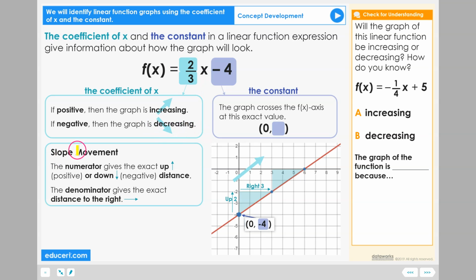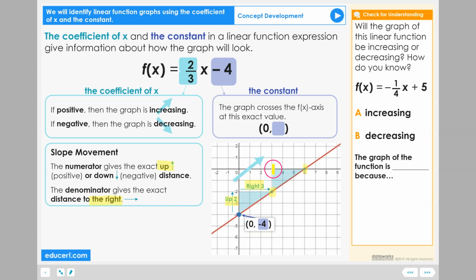The coefficient of x will also describe the exact movement of a slope. The numerator gives us the exact up, when it's positive, or down, when it's negative, distance, and the denominator gives us the exact distance to the right. In this example, this is a positive 2/3. So the numerator, which is positive 2, tells us that we are going up a distance of 2, and denominator 3 tells us we are now moving 3 to the right.